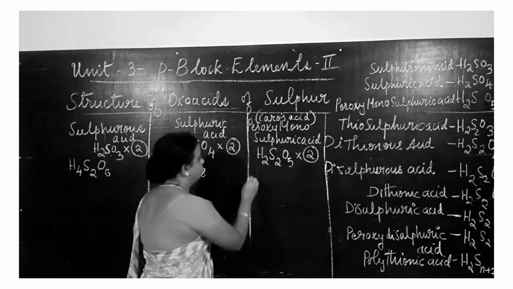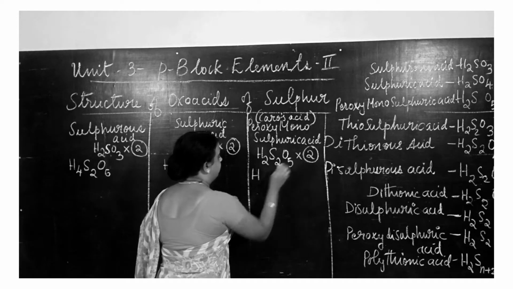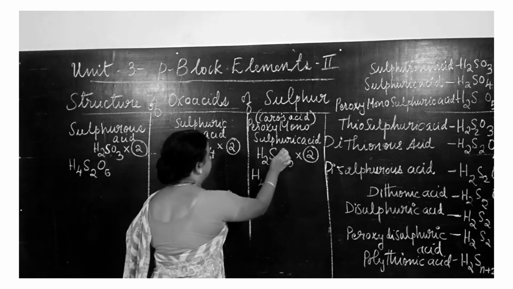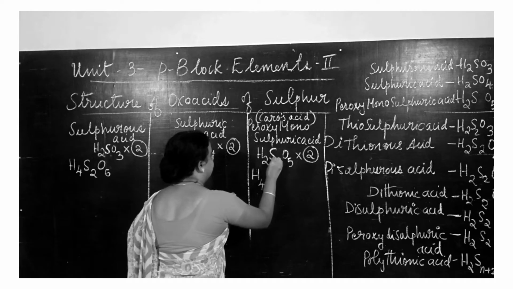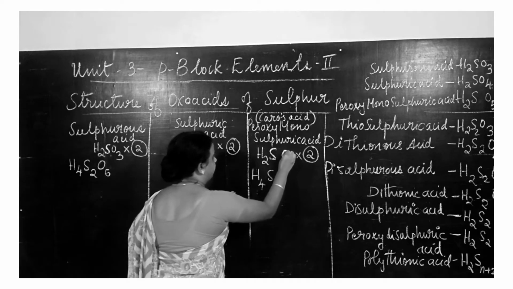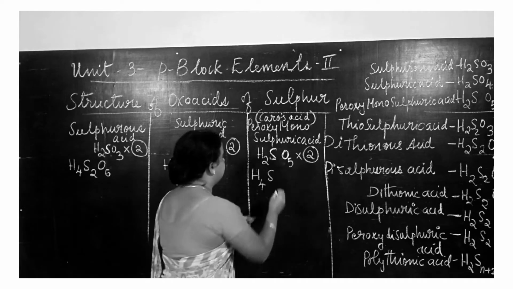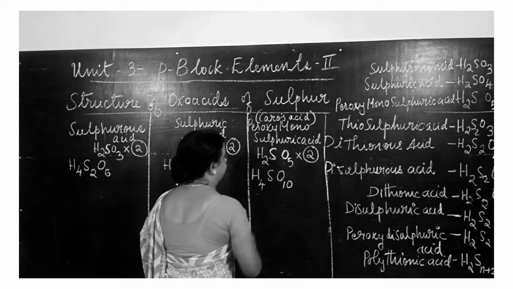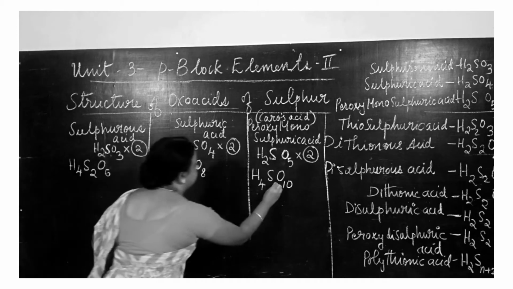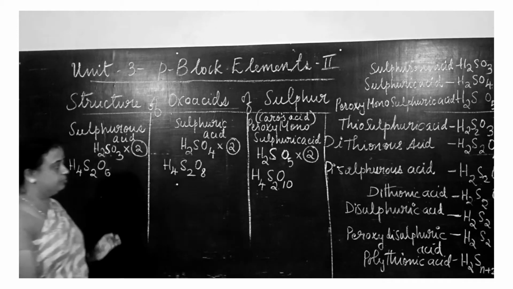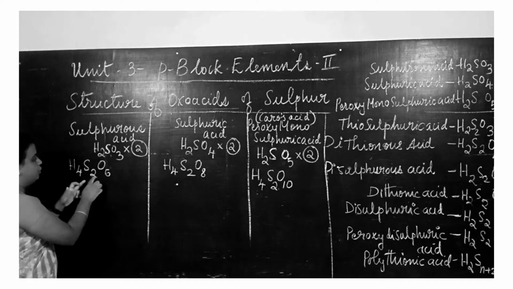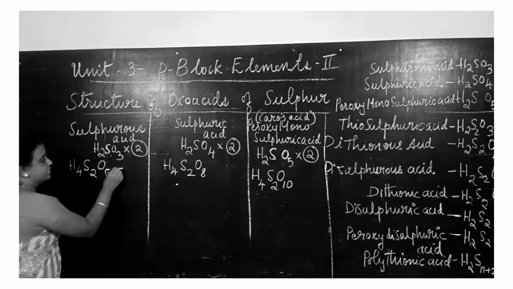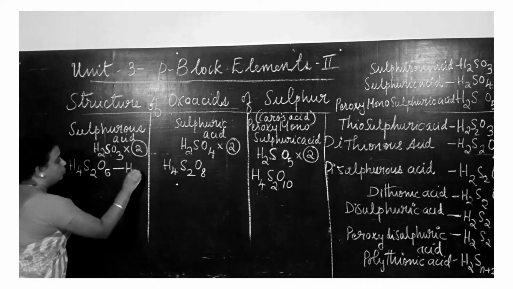Now likewise here also hydrogen H2 becomes H4. Sulfur becomes, here the structure is H2SO5. Sulfur becomes S2 and oxygen O5 becomes O10. Okay, now for H4S2O6 you are subtracting water.